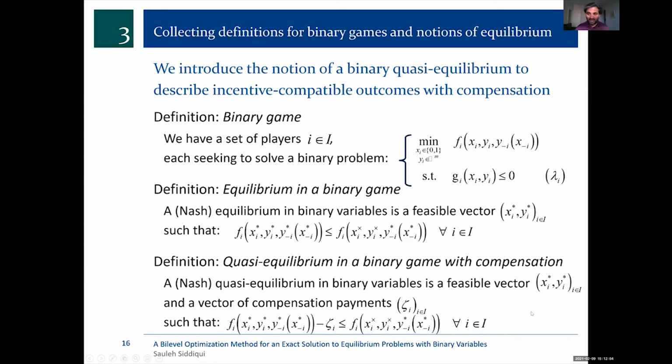Any questions about Nash and equilibrium and compensation payments? Quick question on the quasi-equilibrium. Does that always exist? Yes, so it always exists. Like I said, the solution that's not interesting always exists, where I can make my compensation payments.